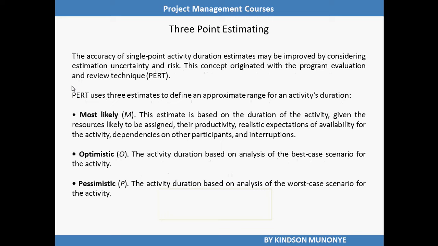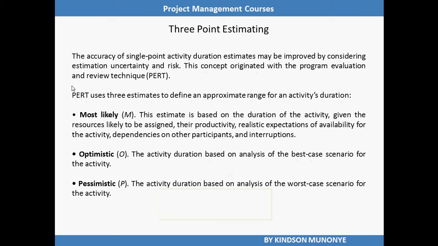Let's look at 3-point estimating. The accuracy of single-point activity duration estimates may be improved by considering estimating uncertainty and risk. This concept originated with the program evaluation and review technique. PERT uses 3 estimates to define approximate range for an activity duration.